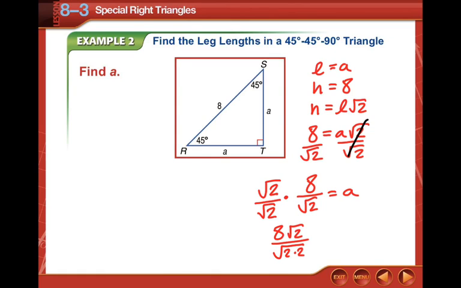which is equal to 8 square root 2 over the square root of 4. We know that the square root of 4 is 2, so it's 8 square root 2 over 2. So we can now divide. 8 divided by 2 is 4, so a comes out to be 4 square root 2.